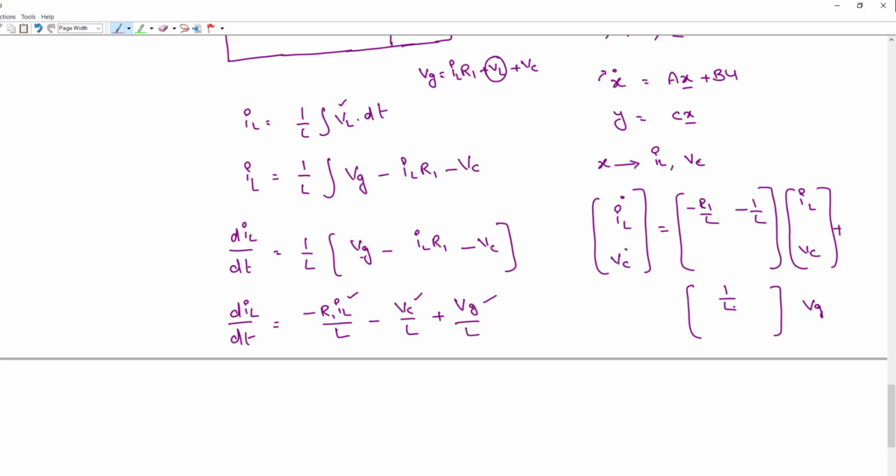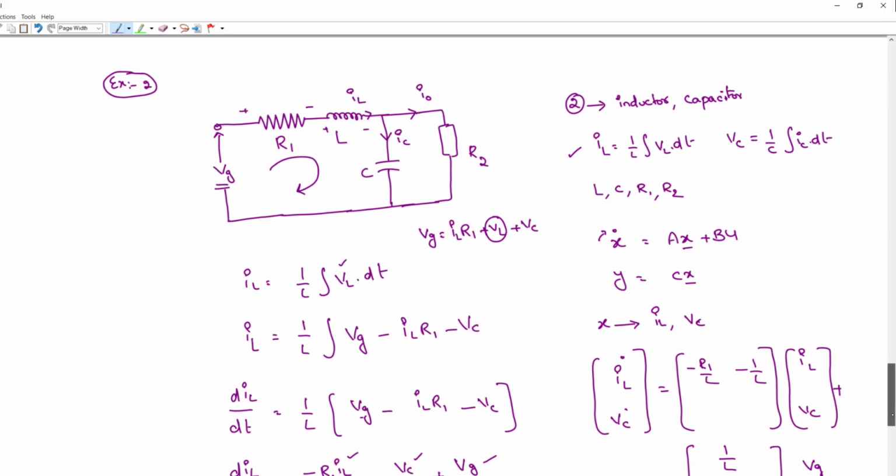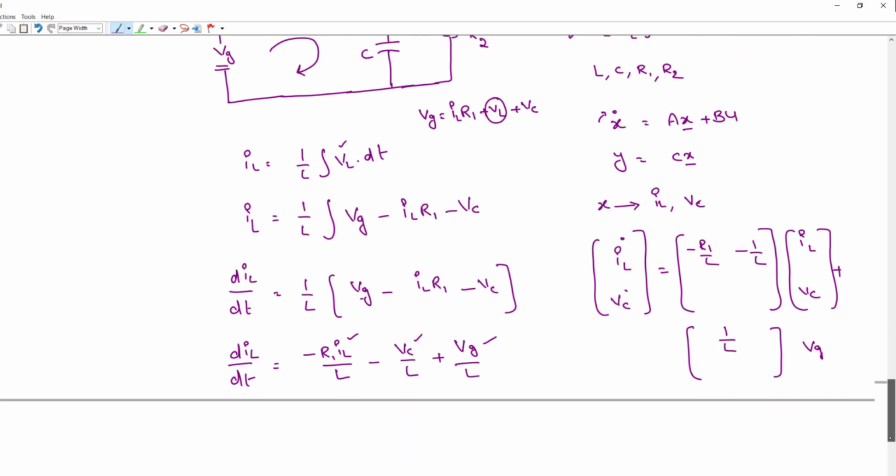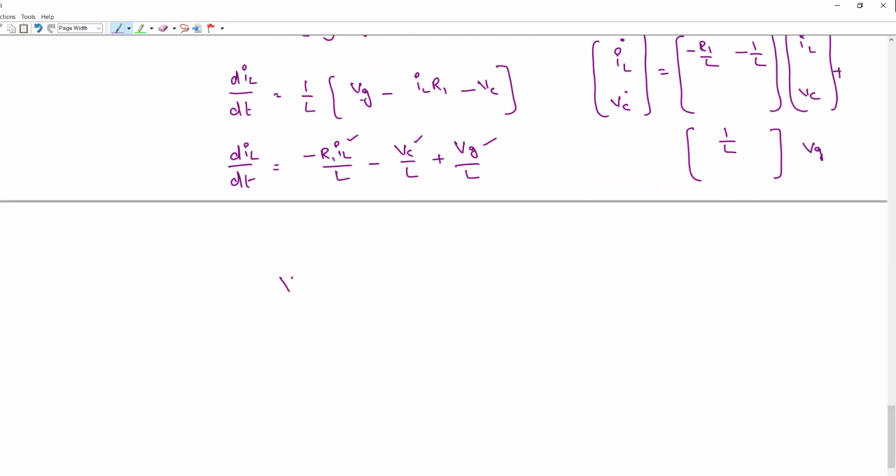Now what is the second one? We need to find out VC dot. That was the first row. The second is VC dot. What do we know about VC? VC is equal to 1 by C integral IC dt, that we know.